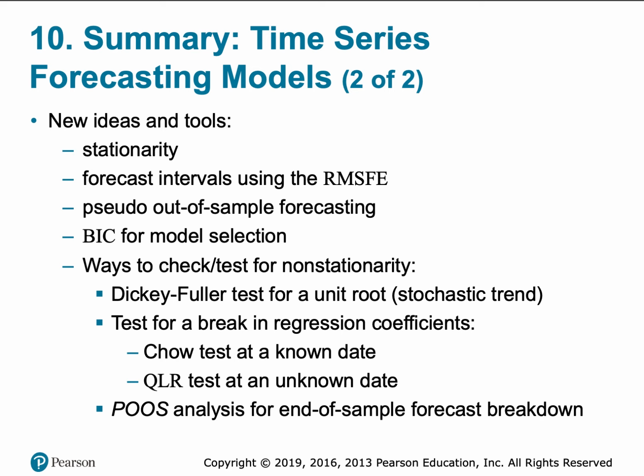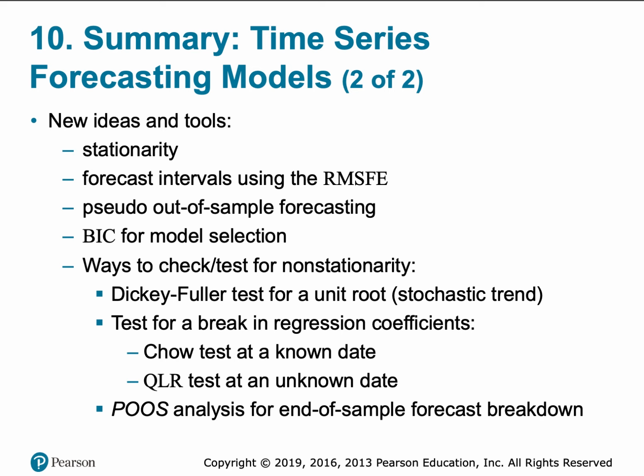We looked at forecast intervals using the root mean square forecast error, which are different from confidence intervals. We looked at pseudo out-of-sample forecasting. We looked at examples of it, and in our Stata tutorial, we actually do pseudo out-of-sample forecasting. We looked at the Bayesian information criterion for model selection. The lag that gives you the lowest Bayesian information criterion is the lag that is chosen by BIC. That is the best model.